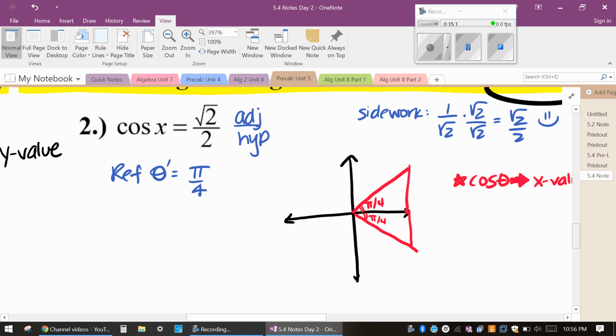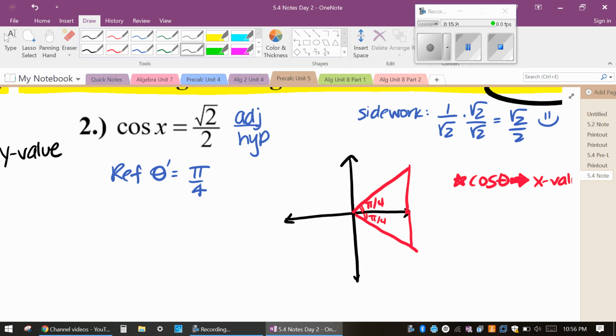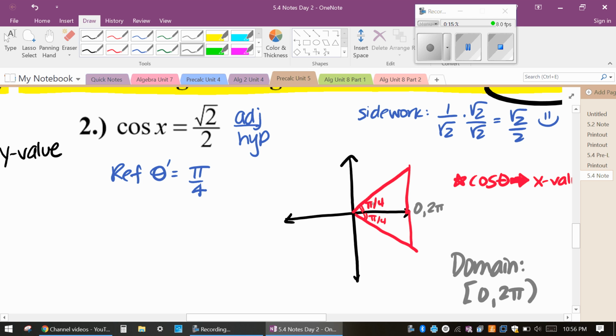Now remember, they want our domain from 0 to 2 pi. They don't want any negatives. So if your reference angle is pi over 4, you can cut each half of the circle into 4 parts. So this would be 1, 2, 3, 4. So this is 1 pi over 4, 2 pi over 4, 3 pi over 4. Now remember, 2 pi over 4 reduces to pi over 2, and then 4 pi over 4, which reduces to pi.